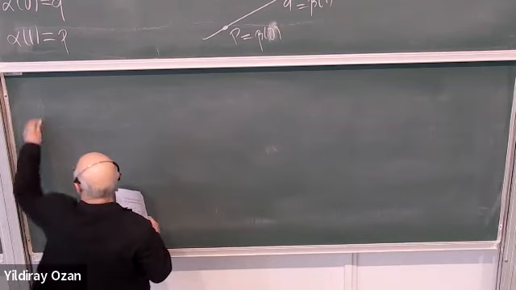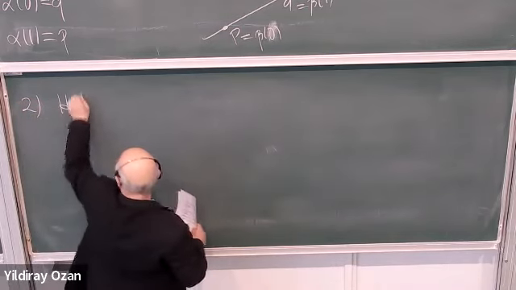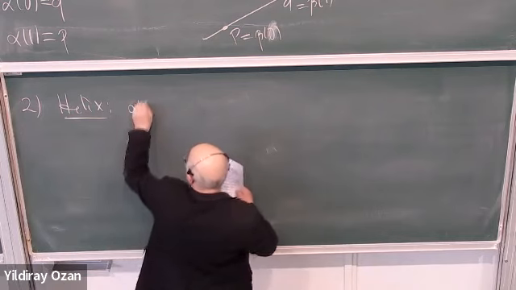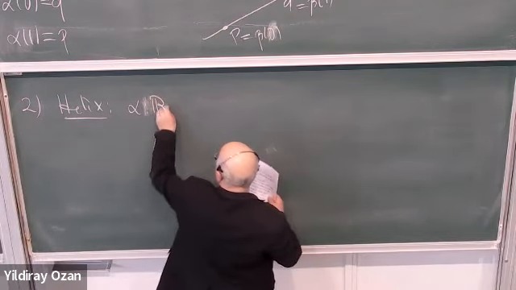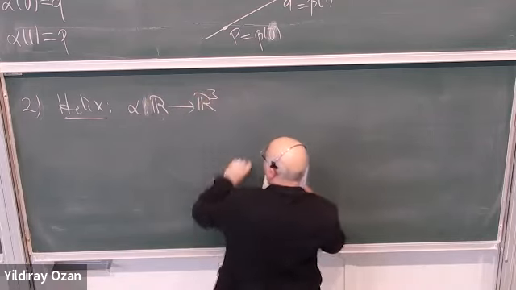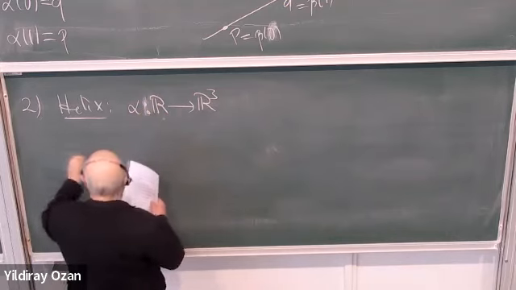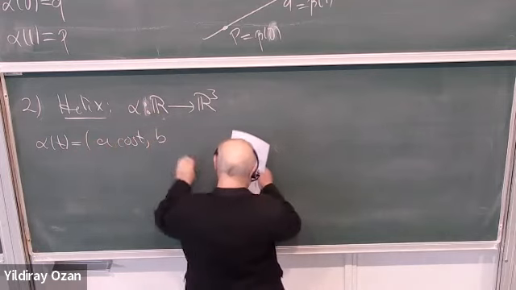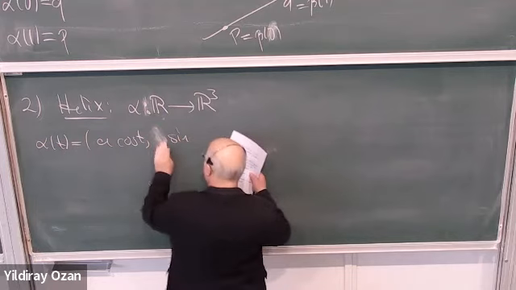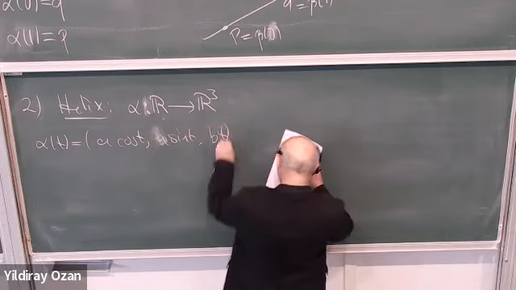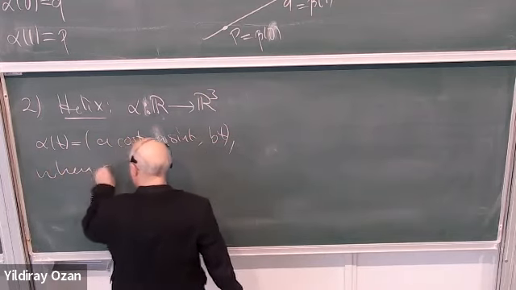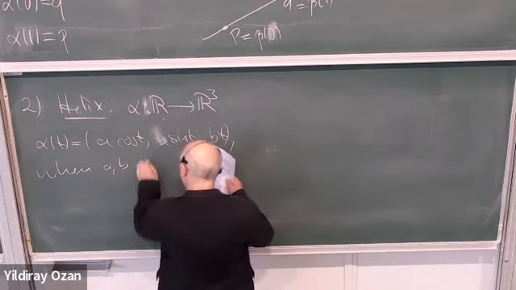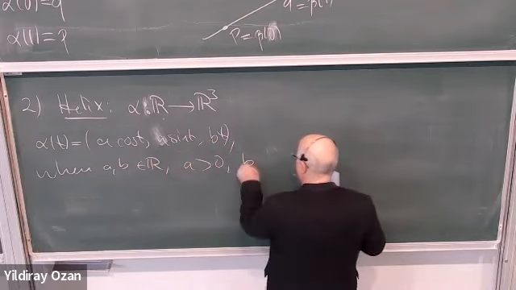Another one is the helix. Okay, so here is our curve, again defined on the whole real line from R into R3, given by alpha of t equals a times cosine t, a times sine t, and then b t, where a and b are real numbers. A is positive and b is different than 0.